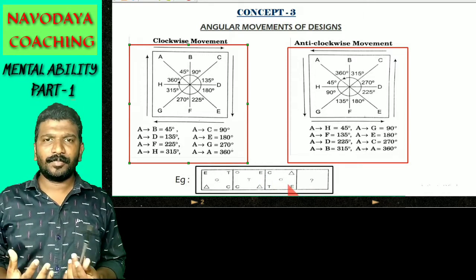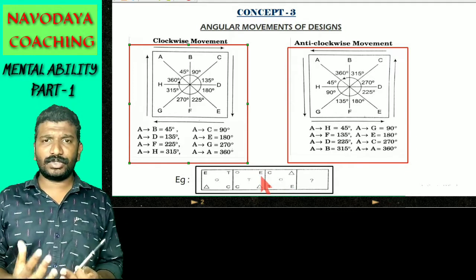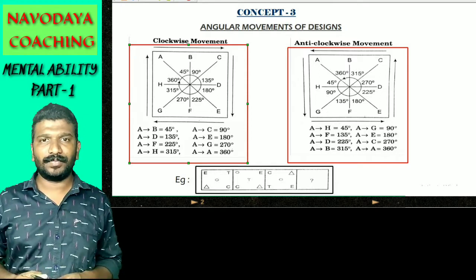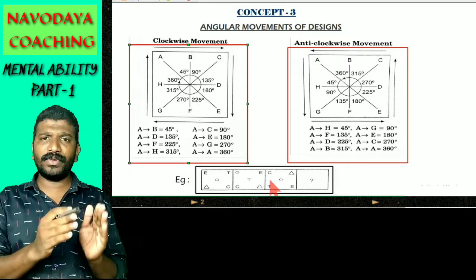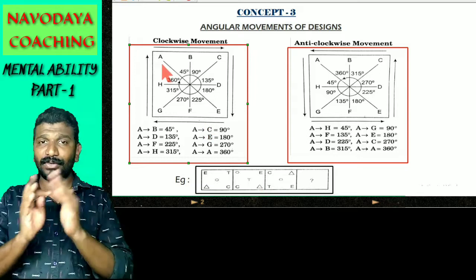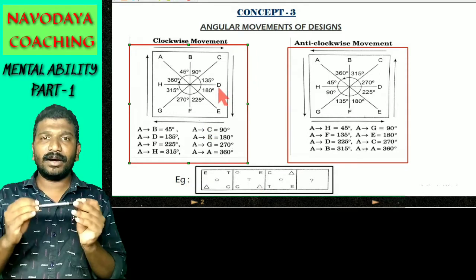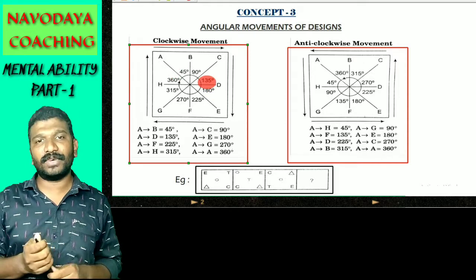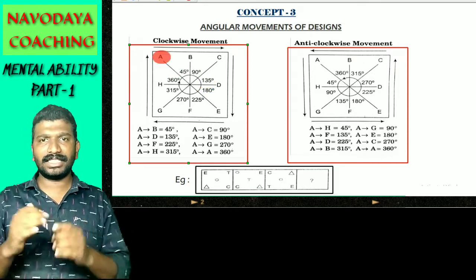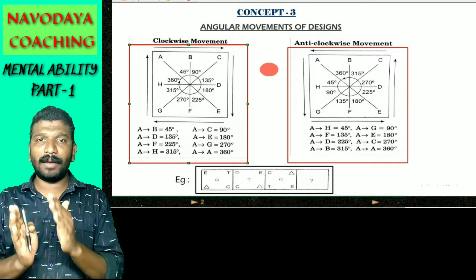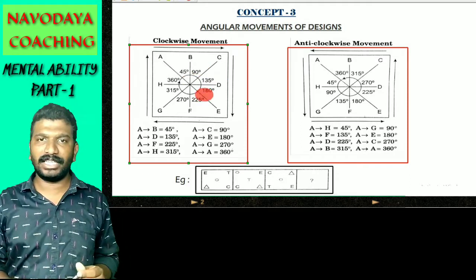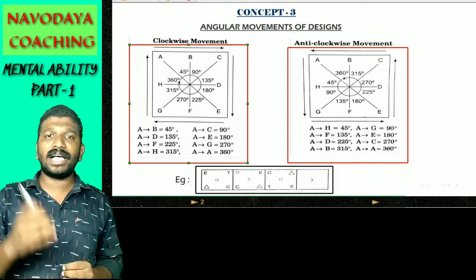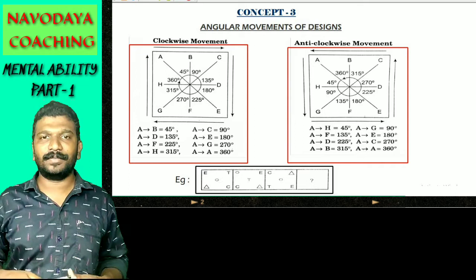For clarity, if the figure is moving from the position A to D, then the movement of the figure is clockwise 135 degree. In the same way, we have the angle up to 360 degree. Okay, so that is the clockwise angular movement of a design.